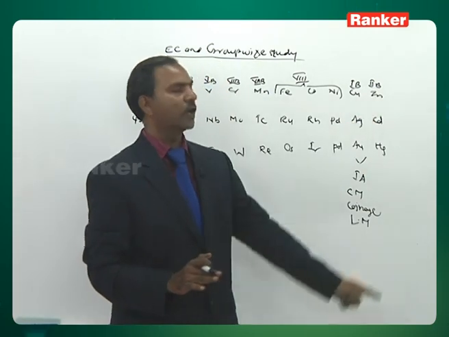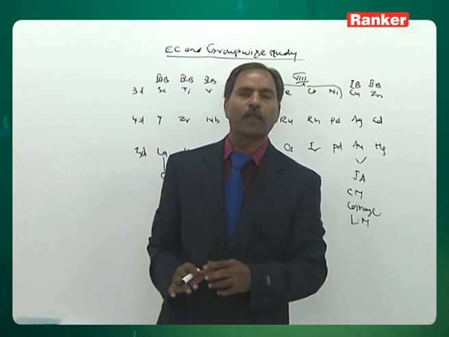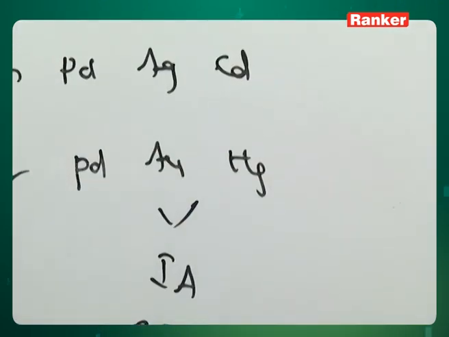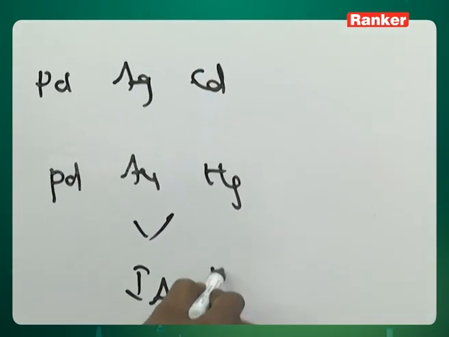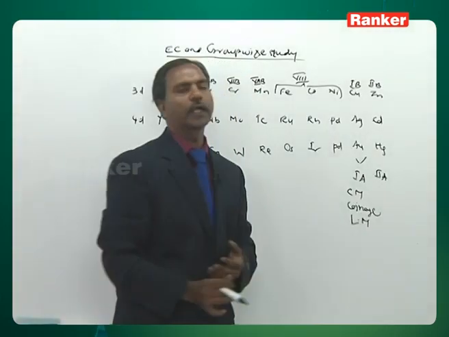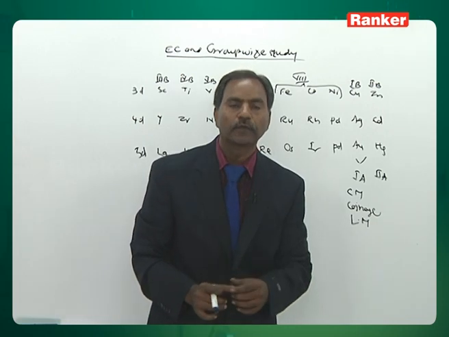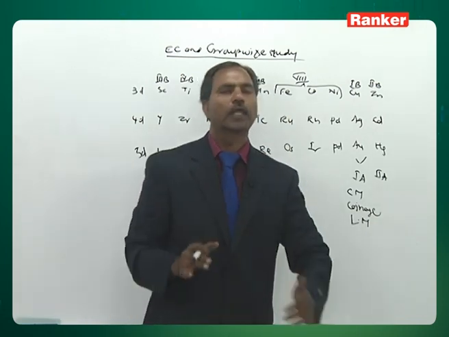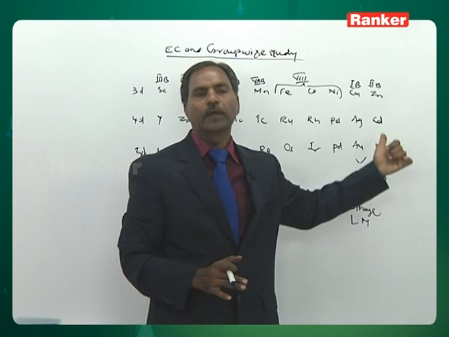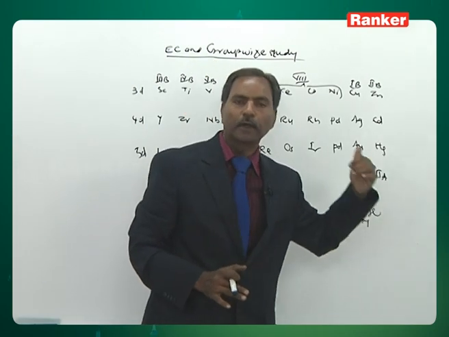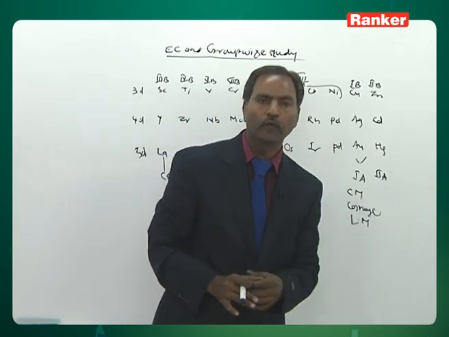Coming to the second B group of elements. The second B group of elements exhibits similarities with the second A group of elements, the alkaline earth metals. Why? Their common oxidation number is +2. Second A group also has +2. Therefore, the second B group of elements exhibits similarities with the second A group of elements.